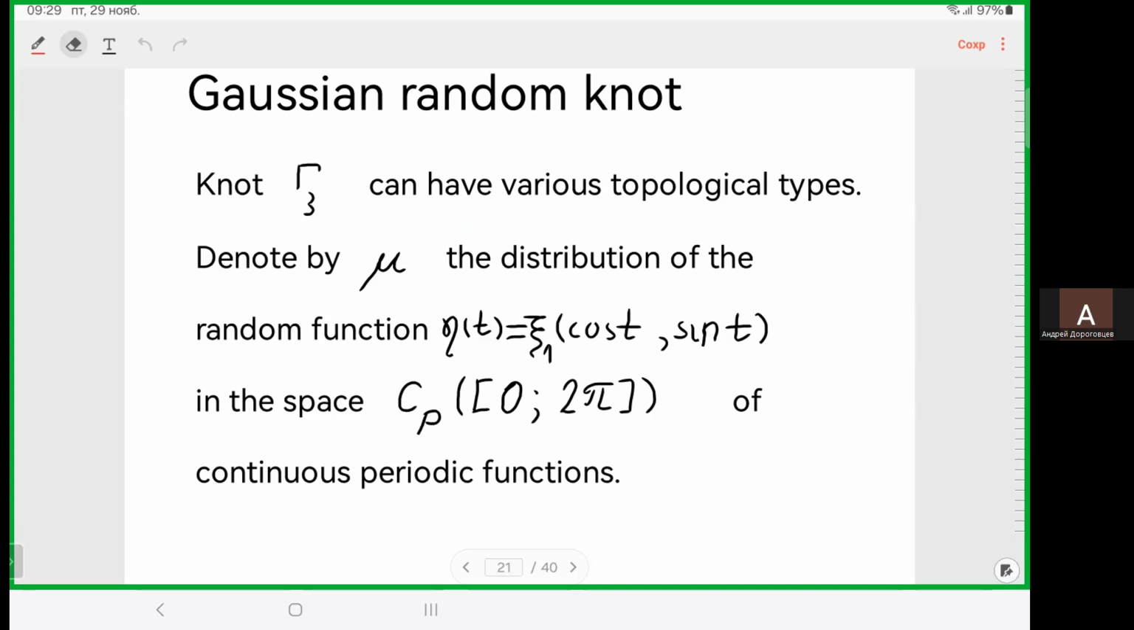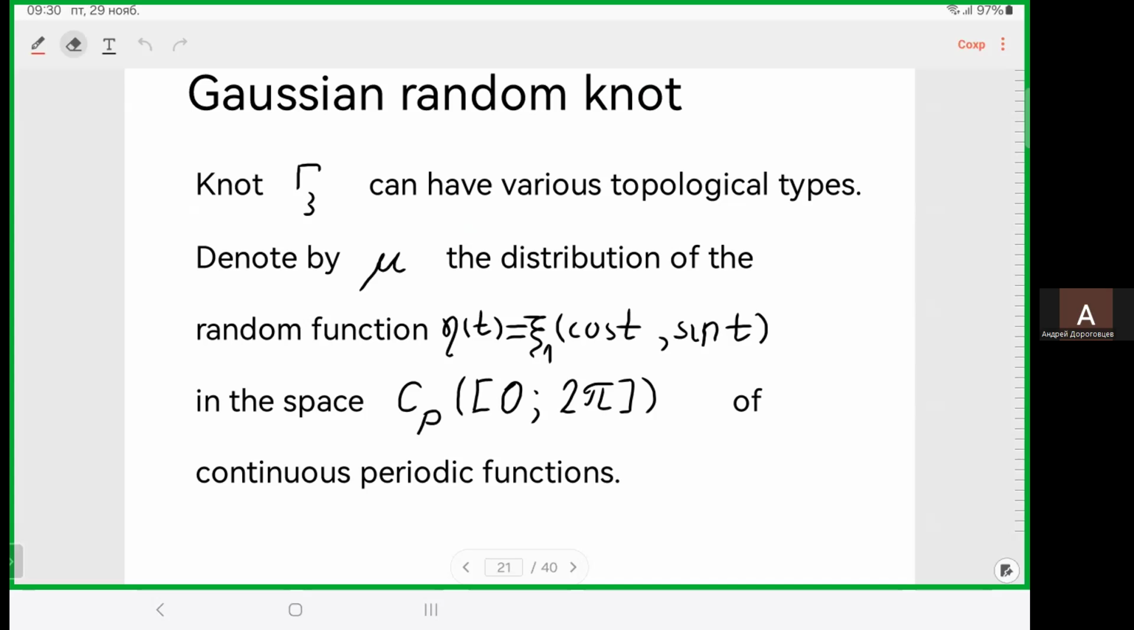Let me say that, firstly, this C with index P, the space of continuous periodic functions on 0 to pi, is a good space. It is a Banach separable space with respect to the uniform norm. Secondly, mu is a Gaussian measure here. Why Gaussian? Because we suppose that psi1 is a Gaussian random field.